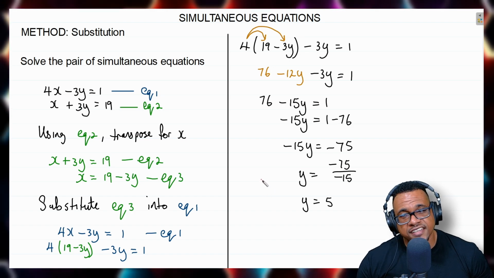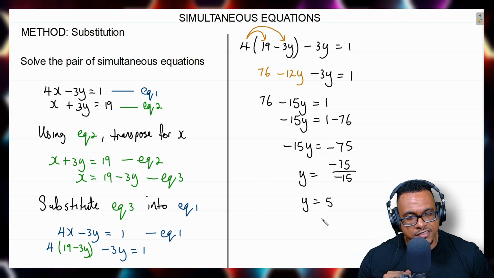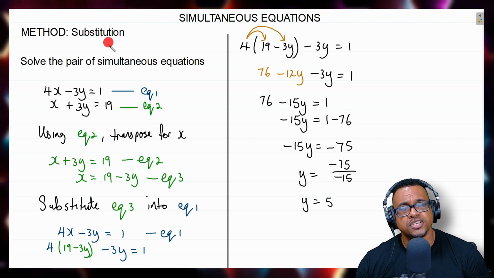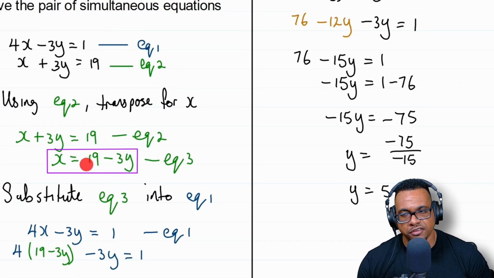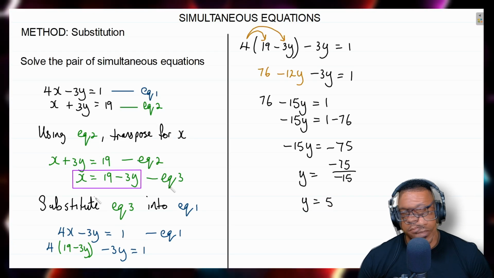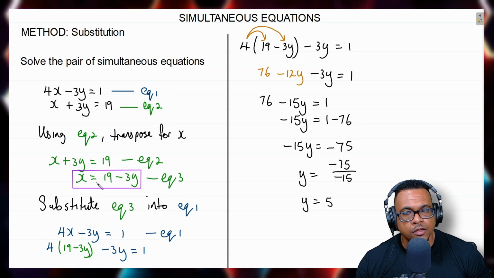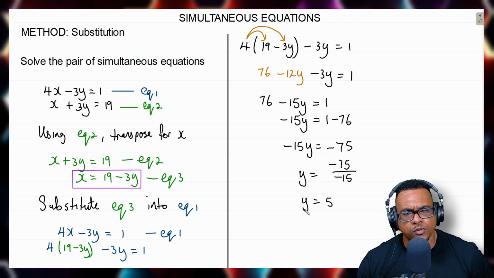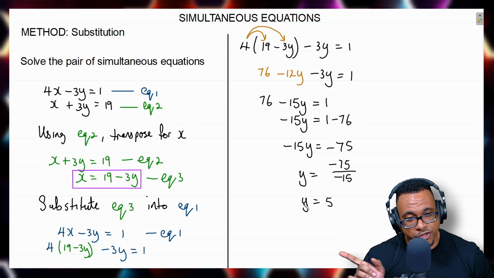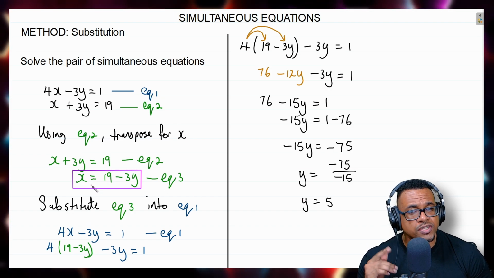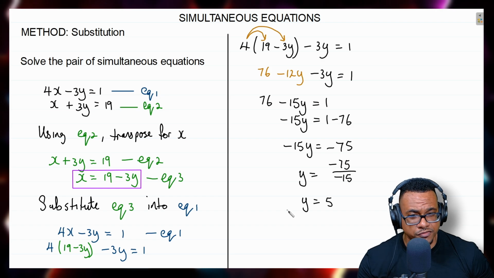Now, when it comes to finding the other variable, so you find y first, the other one is x, right? So when it comes to finding the other variable using the substitution method, always look at equation 3. You see I found y, but equation 3 has x is equal to 19 take away 3y. I see x is equal to. Now, if you had done it in a different way where you found x first, your equation 3 would have been reading y is equal to. So equation 3 will always show the other variable than the one that you found first.